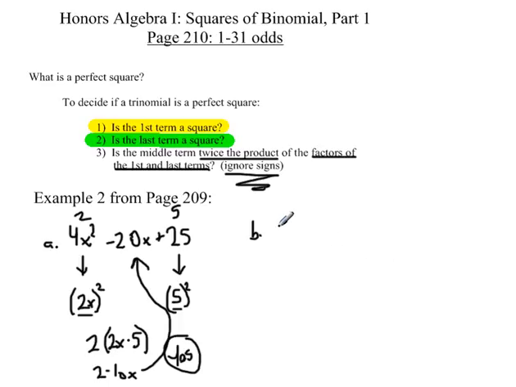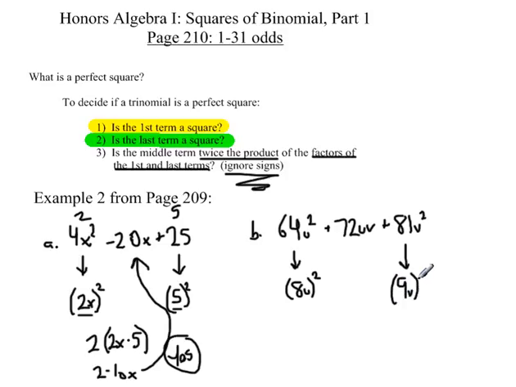On B, that example is 64u to the second power. The middle term is 72uv, and that middle term is going to be what determines every one of these. And your last term is 81v to the second power. So now when you look at the first term being a square, it is a square. It is 8u. The square root of 64u to the second power is 8u. So that is a square. Your last term, question 2, is also a square, and that's 9v is the square root of that. So 9v squared.